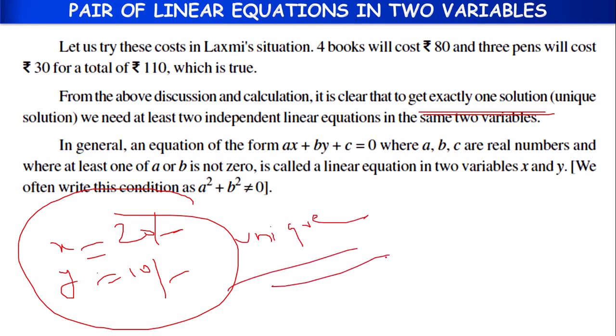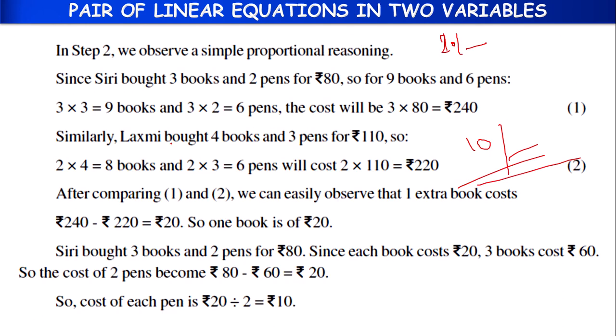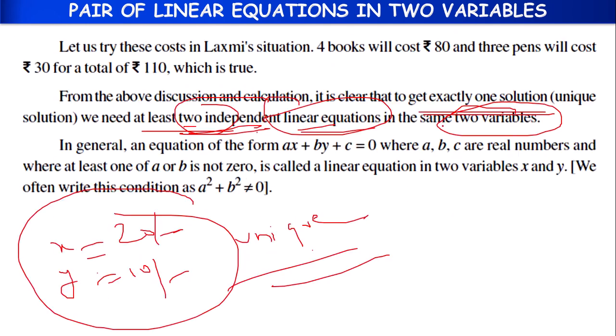Why did this happen? Because of 2 independent linear equations. We have 2 independent situations with the same 2 variables, the same notebooks and the same pens. That is why we are able to solve the 2 equations and get a unique solution.